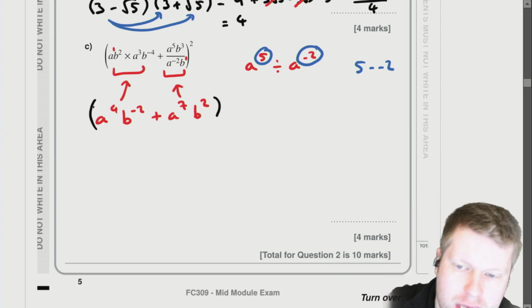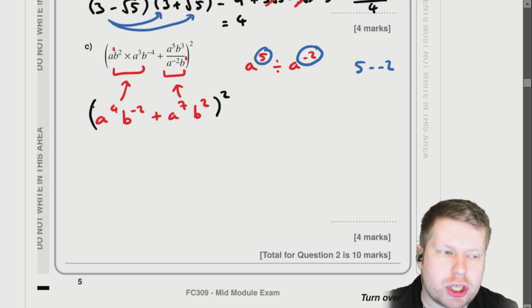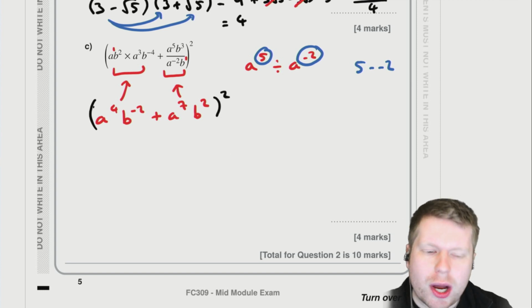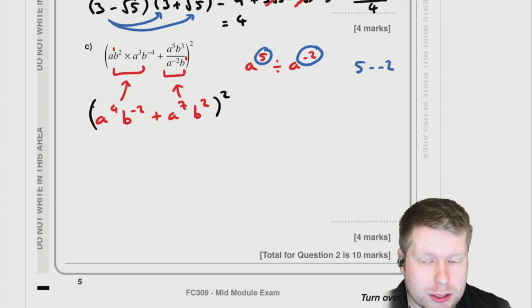And actually, the mark scheme was very, very generous here, because if you got it to this point here, you would have achieved full 3 marks. Okay, so you would only have dropped 1 further mark, which I actually think is very, very generous. So if you got to this point here, you've achieved 3 marks.